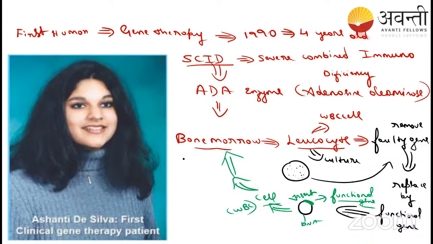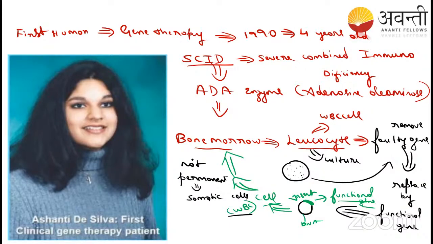This is not a permanent cure. I told you why it is not a permanent cure, right? Because they are inserting into somatic cells. When this WBC goes inside the bone marrow, it will die after some particular time. Only till that time will it produce the ADA enzyme. After that, it will not produce it.